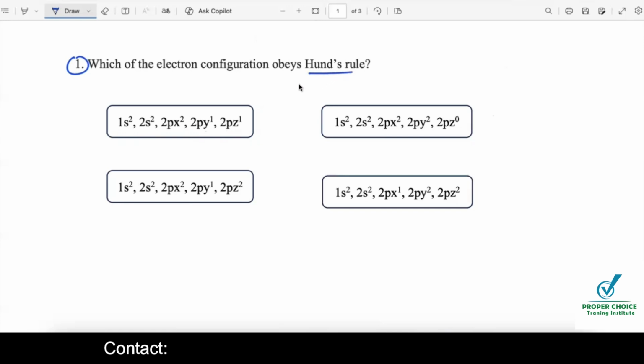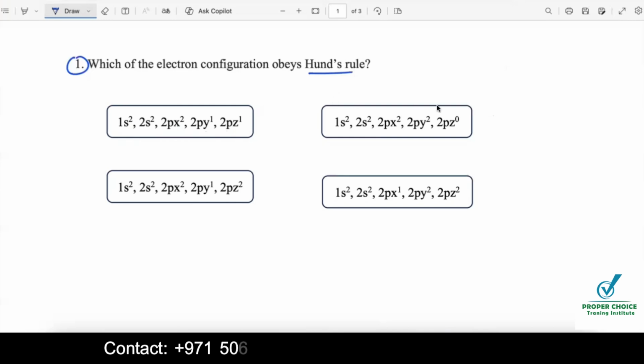According to Hund's rule, every orbital in a subshell is singly occupied with one electron before any one orbital is doubly occupied, and also the electrons in singly occupied orbitals have the same spin. This is what Hund's rule says.